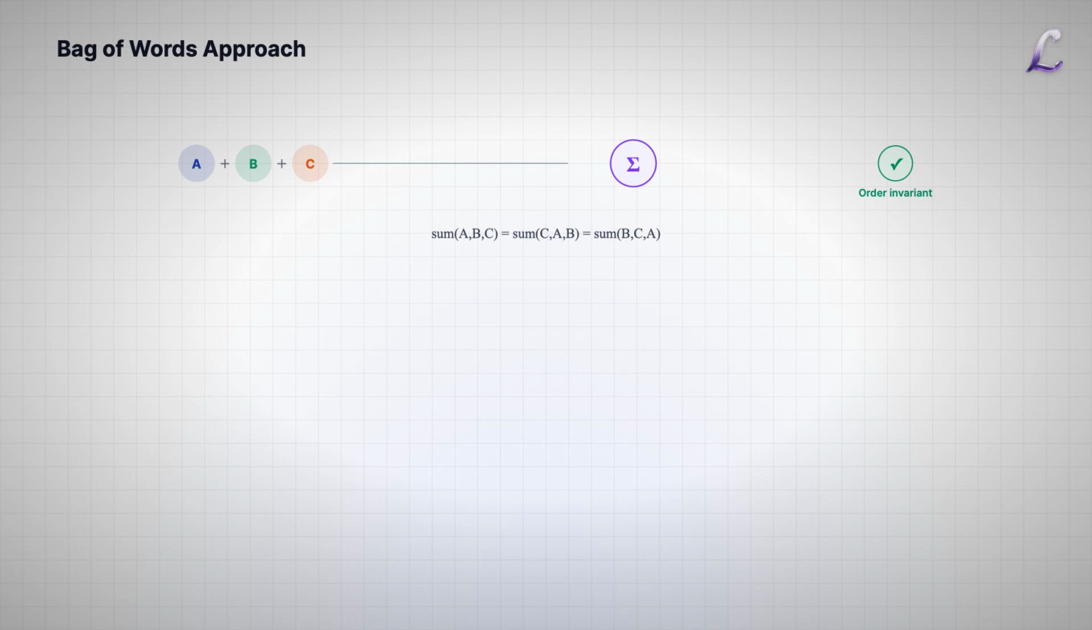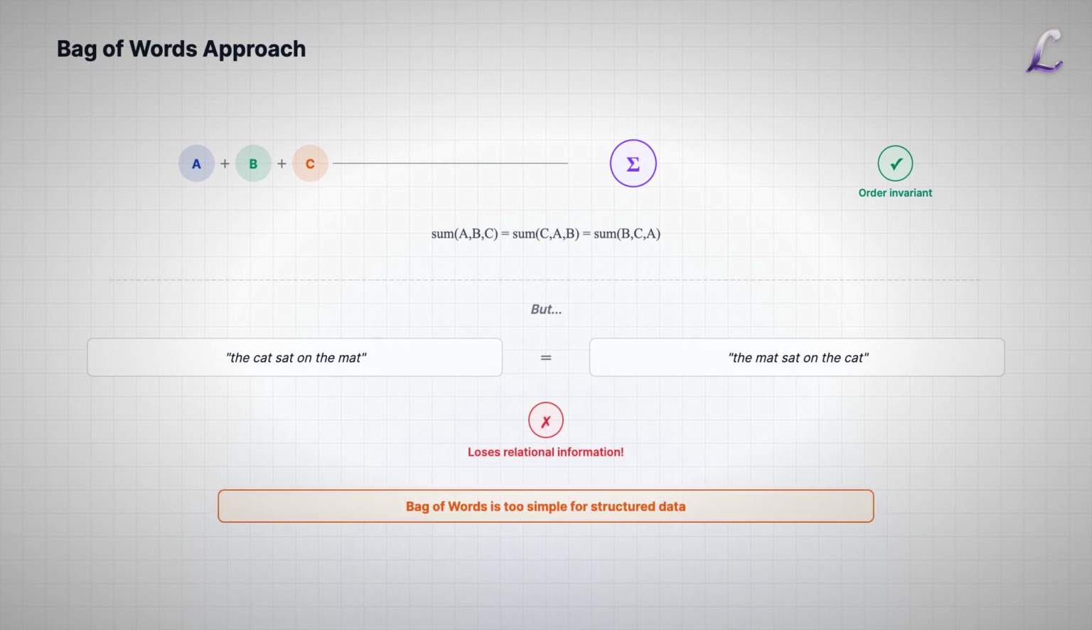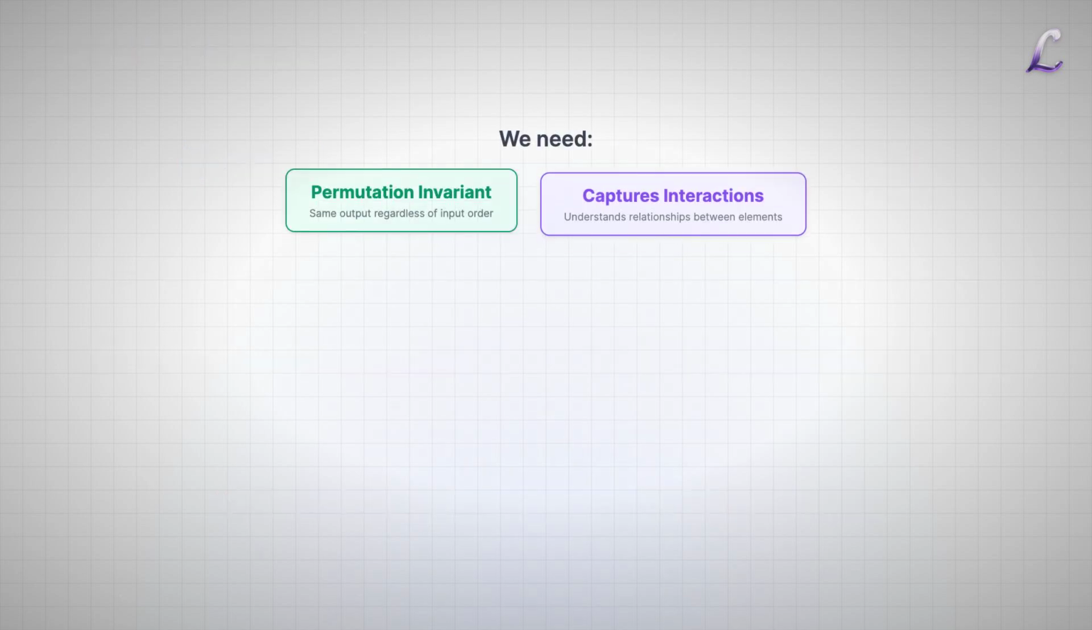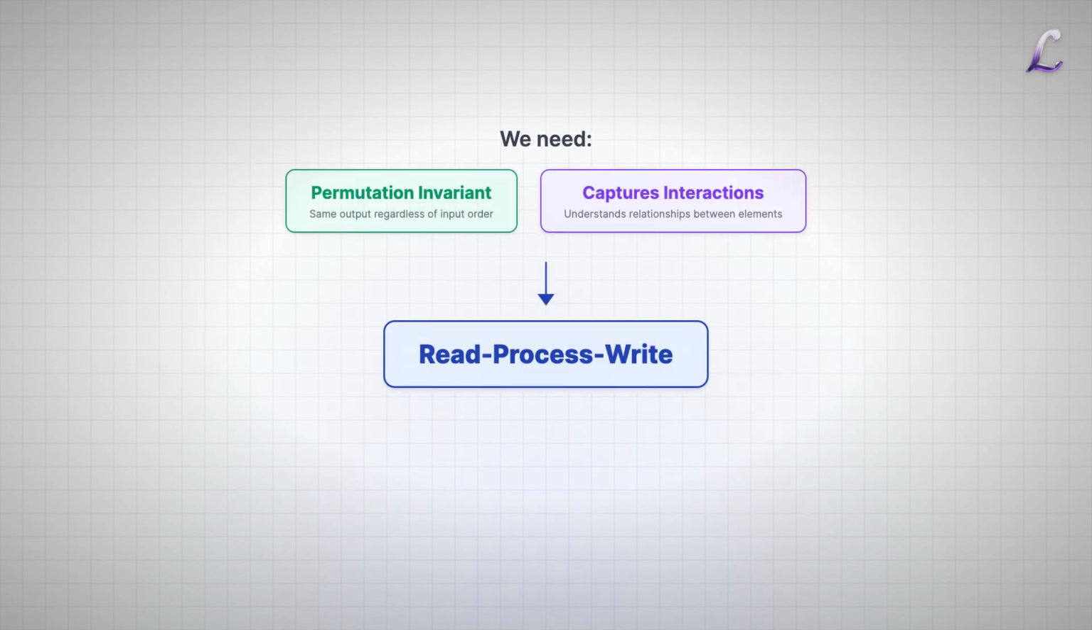The naive solution is a bag-of-words approach: embed each element independently and sum or average the embeddings. This is indeed permutation invariant. But it throws away all relational information between elements. The sum of embeddings for "the cat sat on the mat" is identical to "the mat sat on the cat." We need something more expressive, a model that is invariant to input ordering but still captures complex interactions between set elements. This is exactly what the read-process-write architecture provides.